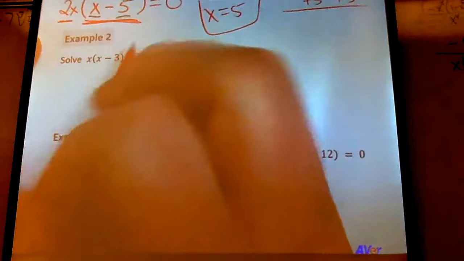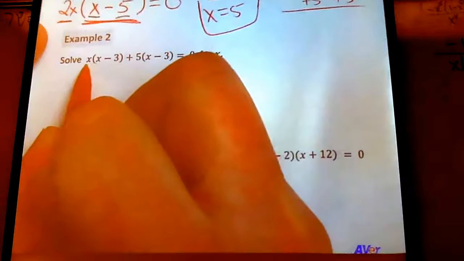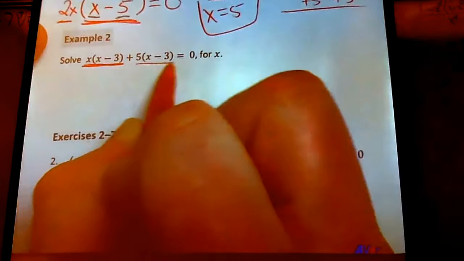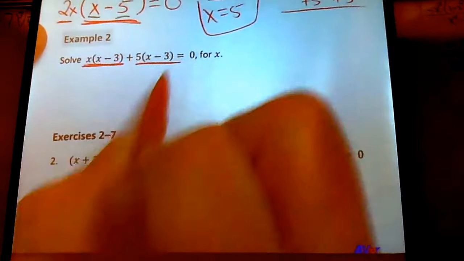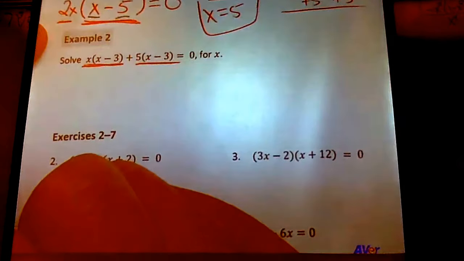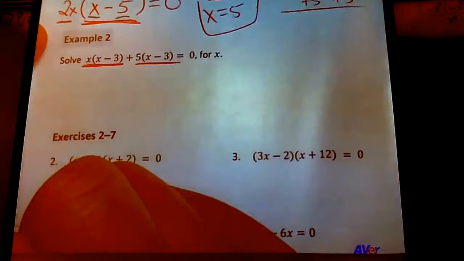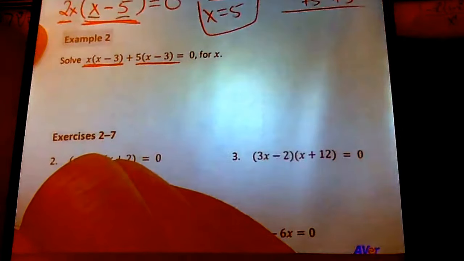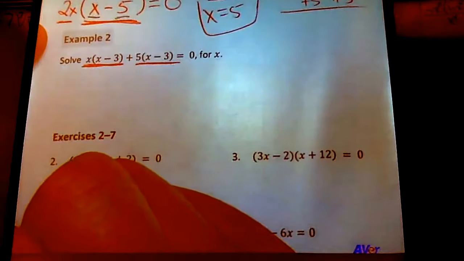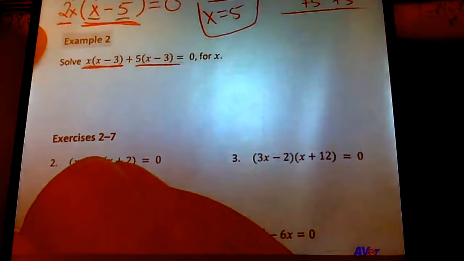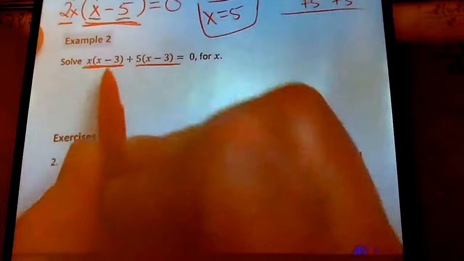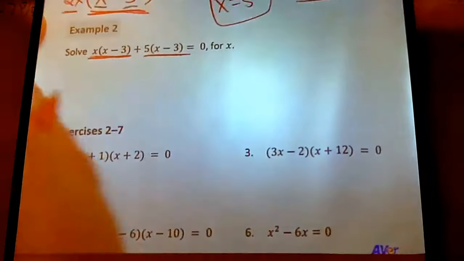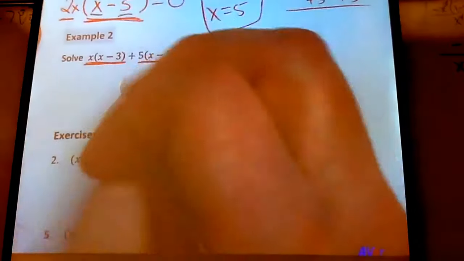Check this out. You have to go like this. Between this guy right here and this guy right here, what do those two terms have in common? X and negative 3. X and 3. No, it would be negative 3. How about just the parentheses, x minus 3? They have that whole thing, right? Oh, okay. So what's in the parentheses? So that's what you're going to write down first, is x minus 3 in parentheses.